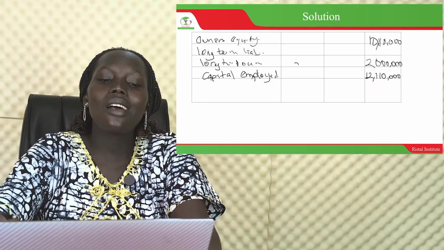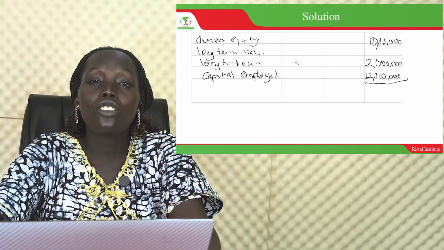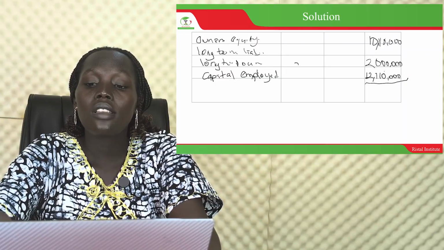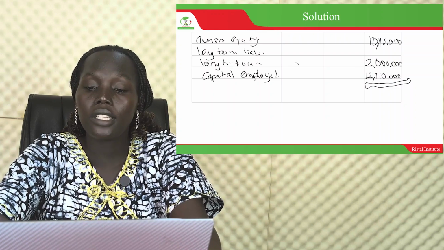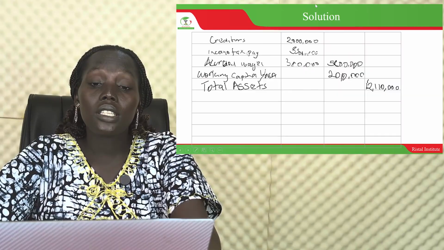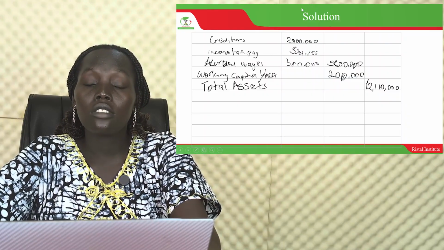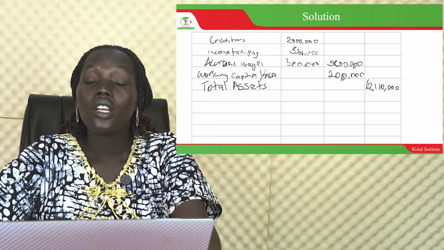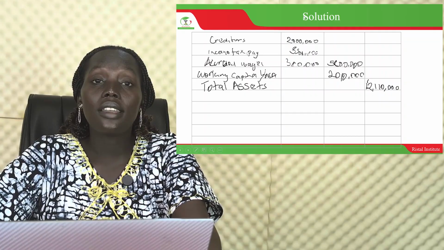So this amount, after adding the long-term liabilities plus the shareholders' equity, is the amount that we get. We call it capital employed. So you cross-check whether it is the same. Your total assets should be equal to your capital employed. So ours is the same. We see that we have 12,110,000 as our total assets, and the capital employed is also the same. Thank you.